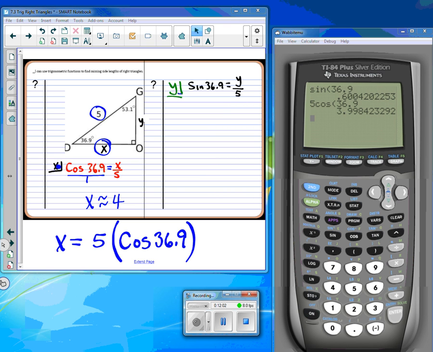All right, you go ahead and take a look at the way I solved for x there. I want you to apply that same artwork to doing sine of 36.9 equals y over 5. I want you to go ahead and do that work and solve for y. Come back and check it with me.